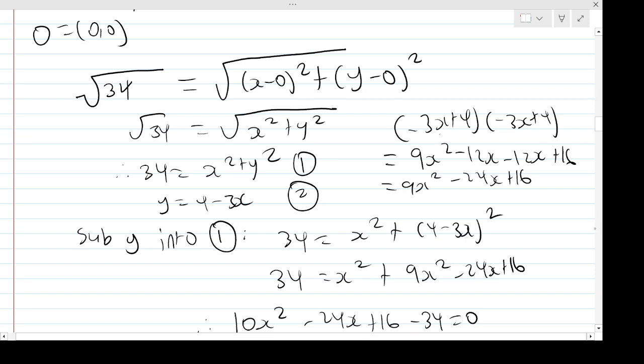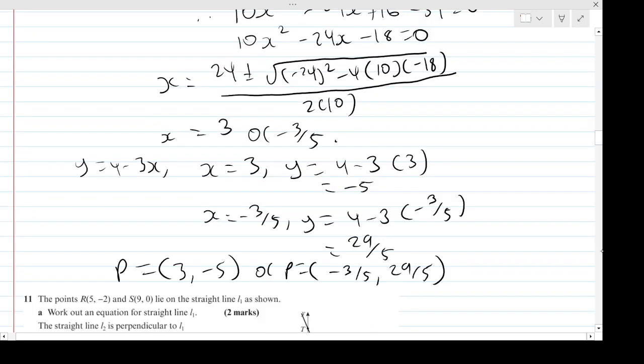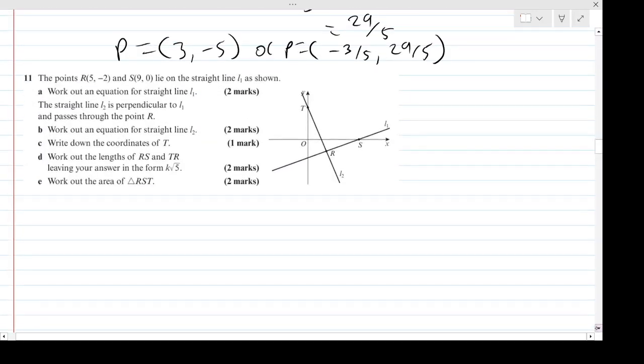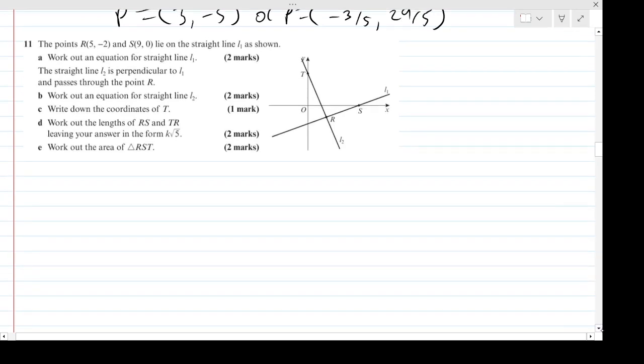Okay, let's have a look at this question then. So we are told the points R (5, minus 2) and S (9, 0) lie on the straight line L1, and they've given us the diagram with all the information for us, so that's nice. First of all, it says work out an equation for the straight line L1. So again, L1 passes through both points R and S. So R is (5, minus 2) and S is (9, 0).